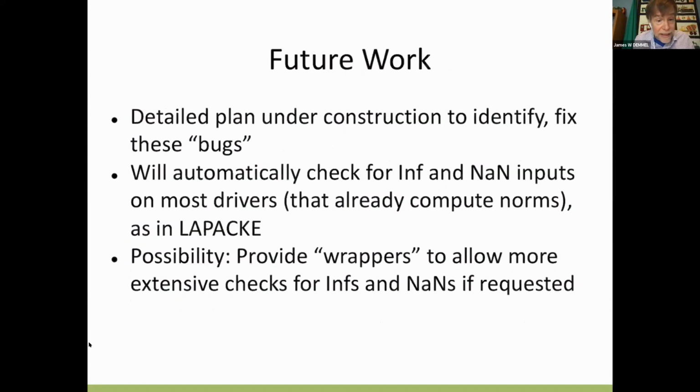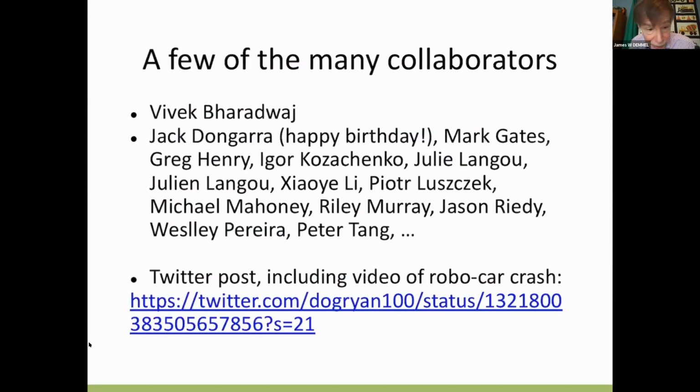We have a detailed plan under construction to identify and fix these bugs. Among other things, we're going to automatically check for infinity and NaN inputs on most drivers. This is something that's done in LAPACK, and MATLAB is doing this already too. We would also like to provide wrappers to allow more extensive checks for NaNs and so forth. So we're devising the plan.